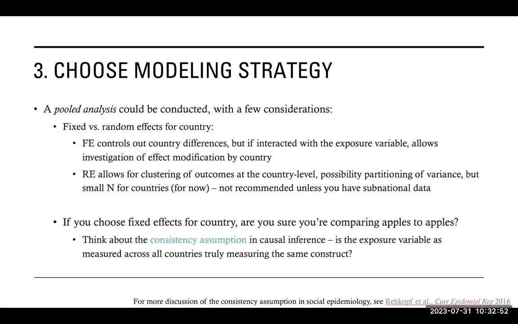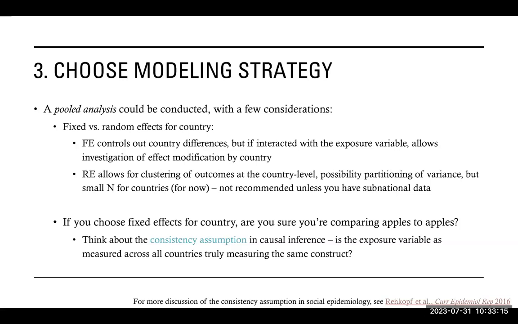I'm not sure that I recommend that, to be honest. I think there's just too many strict assumptions there. If you interact your exposure variable by country, of course, then you can investigate effect modification by country. If you do take this approach, I would also recommend interacting key covariates with country to allow covariates to have different associations with your outcome by country, if you have statistical power to do so.